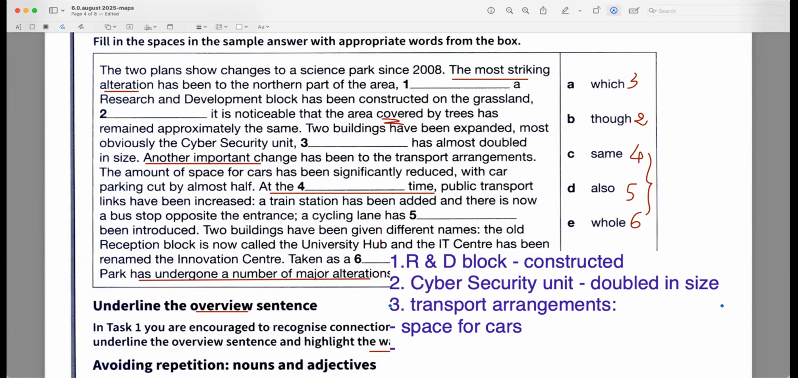Me, for transport arrangements? Another is a bus stop. Okay, bus stop. Yes. Actually, public transport, huh? Public transport links. Yeah, okay, train station and a bus stop.